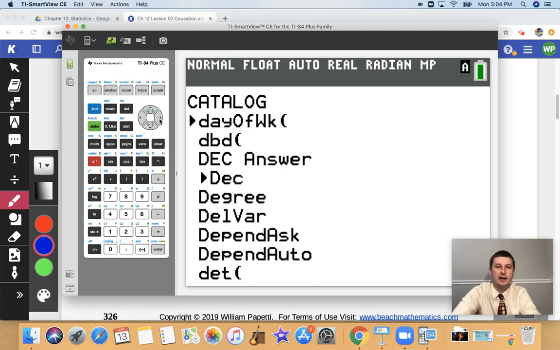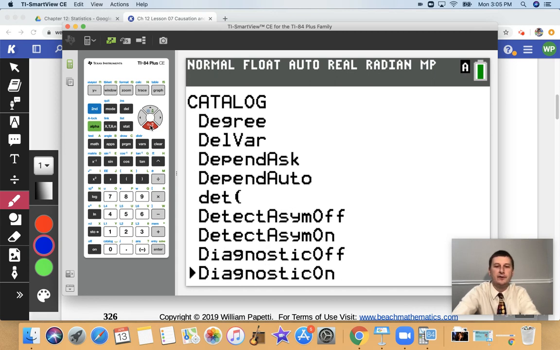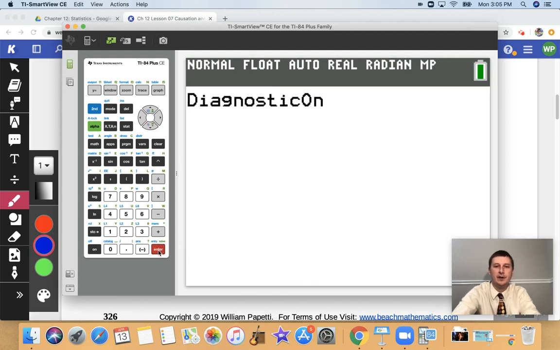So we click that, and this is where we want to look. We're going to scroll on down until we find something that says diagnostic on. So we're looking for diagnostic on, which is right there. We're going to click on enter, and we're going to click on enter, and it's just going to say done. We have turned our diagnostics on.